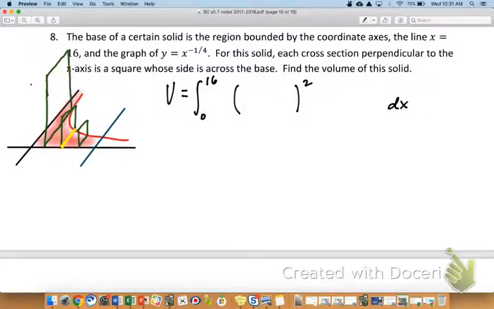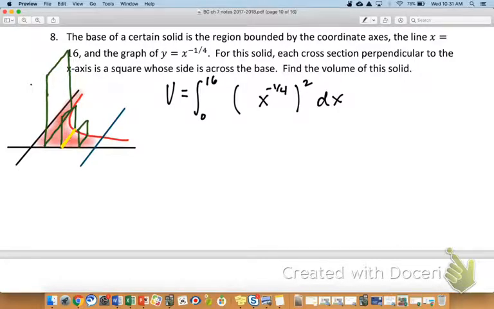Okay, so that side length, that's a y value, and it's going to vary depending on where we are in this region. But we wouldn't just write a y in there. We would say, well, y is really in terms of x. The reason I can't have a y in there is because they're dx cross sections. So I'd say, all right, well, y equals x to the negative 1/4. I'll clean this up just a little bit.